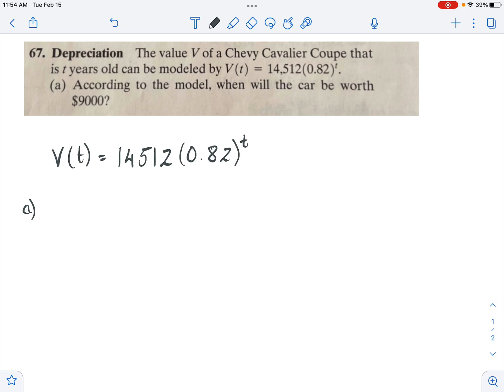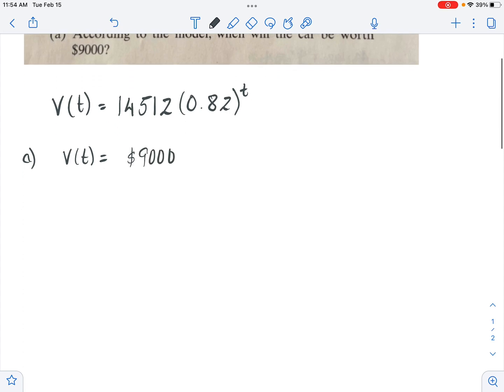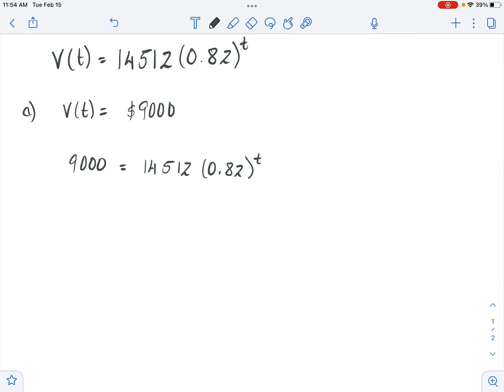So our V of T is therefore 9,000. And so I'm going to let the left-hand side of my equation equal 9,000 equals 14,512 times 0.82 to the T. And I'm going to solve this equation for T. Just a note here, be careful. Many students would start by taking the logarithm of both sides and then bringing that T down to the front. That would be incorrect. The T, the exponent here, is only on the 0.82. It is not on the 14,512.